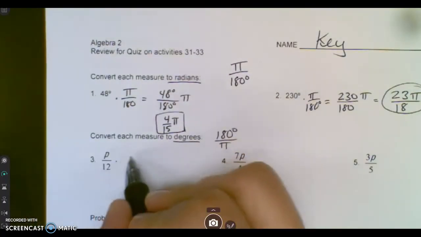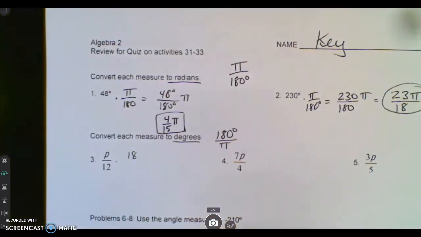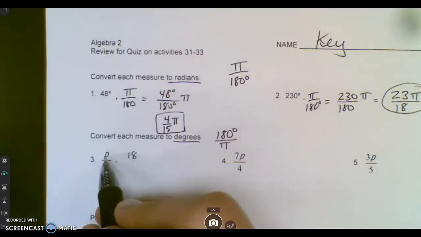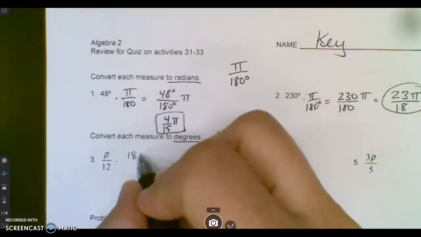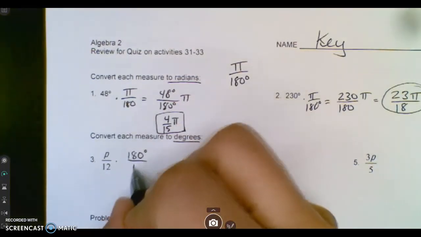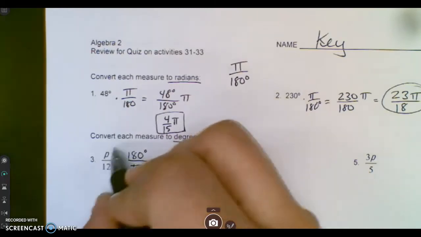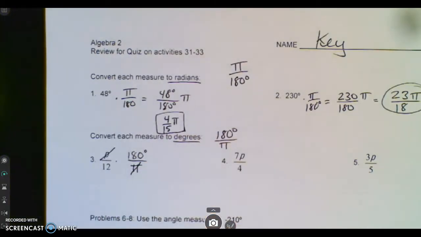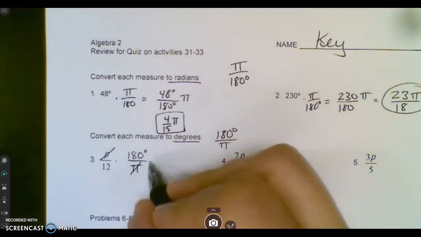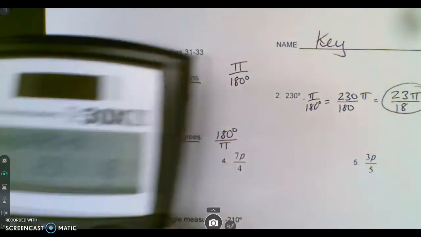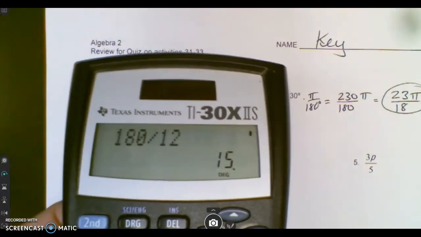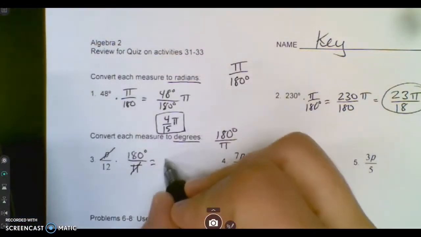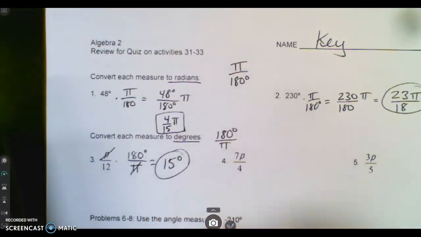Alright, same deal here. In these problems, this P is for pi. So that pi and that pi cancel, and you're just going to take 180 divided by 12. I was having issues with that font and getting the pi symbol, so it's 15 degrees.